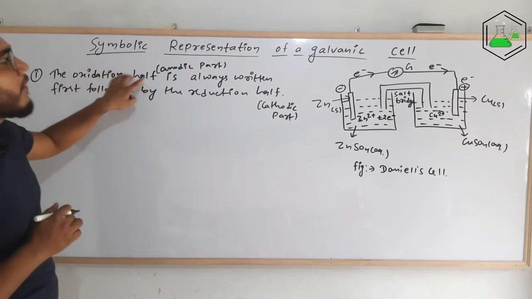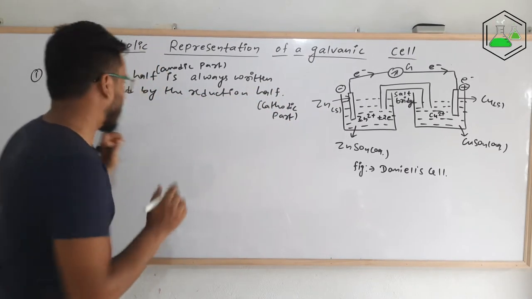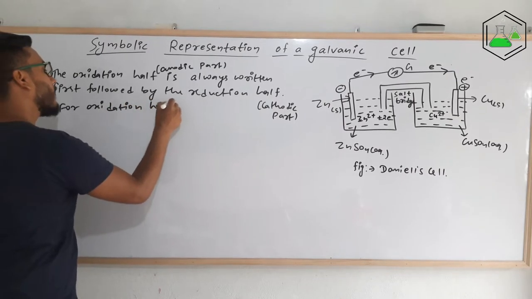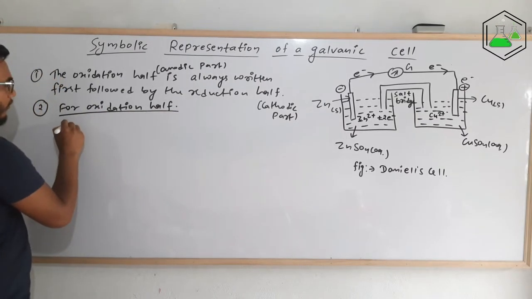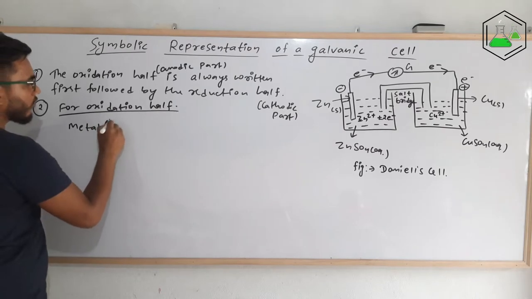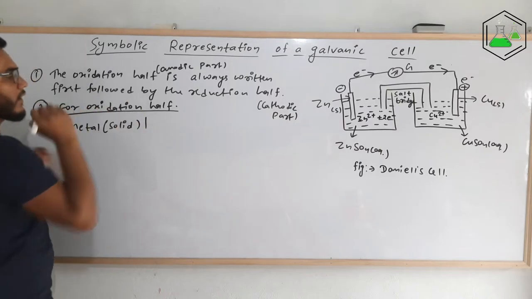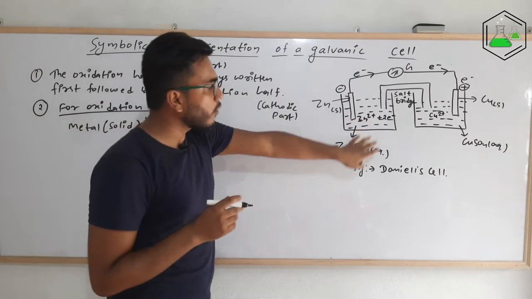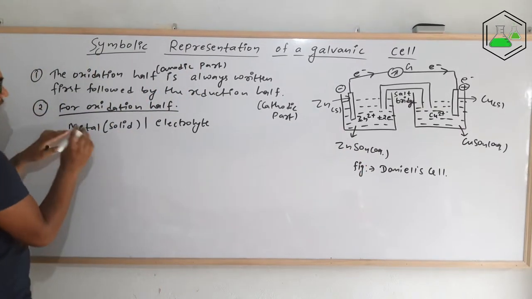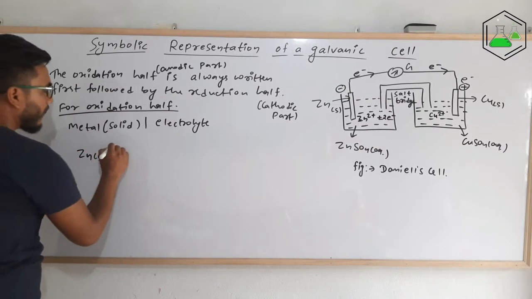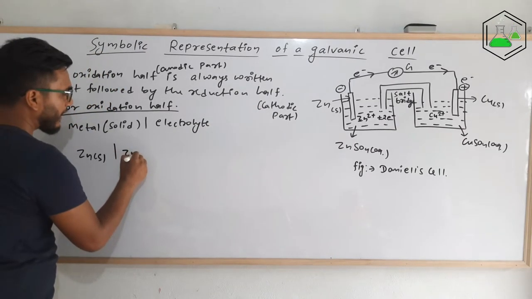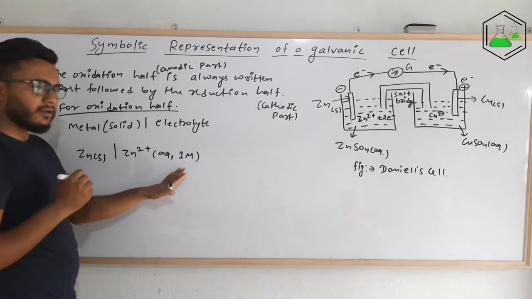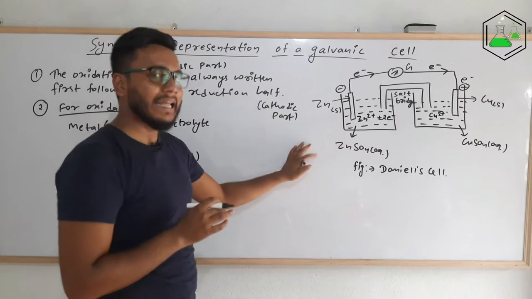So what do we do? The first step is that the oxidation half or the anodic part is always written first, and there is a way to write it as well. For the oxidation half, there is a way to write. See, the metal or the solid is written first, then we give a vertical line, then we write the electrolyte that may be either in ionic form or in the whole compound form. So let's write what we can write. First of all, we write the metal Zn, zinc in solid, then we give a vertical line like this and it gets converted into Zn2+, zinc ion, okay? This is in aqueous form and its concentration is 1 M, right? So this is the oxidation half for this Daniell's cell reaction.